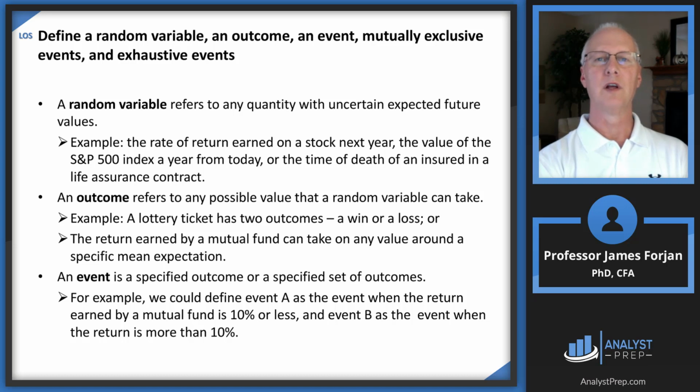stock next year, the value of an index, or maybe even the exact date of death of an insured in a life insurance contract. An outcome refers to a possible value that random variable can take at some time in the future. Of course, the lottery ticket has two outcomes. You can either win or you can lose. A football game, you can either win or you can lose. A foul shot, you can either make it or you can miss it.